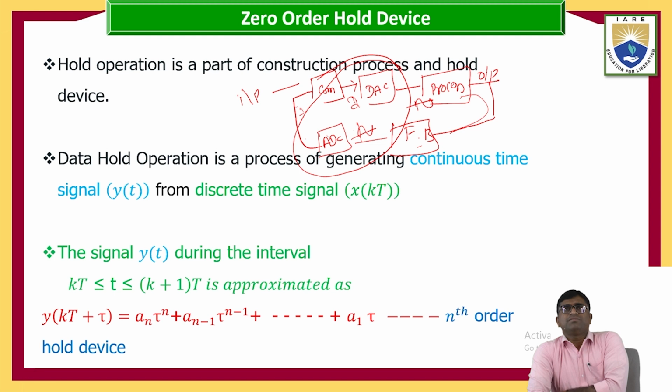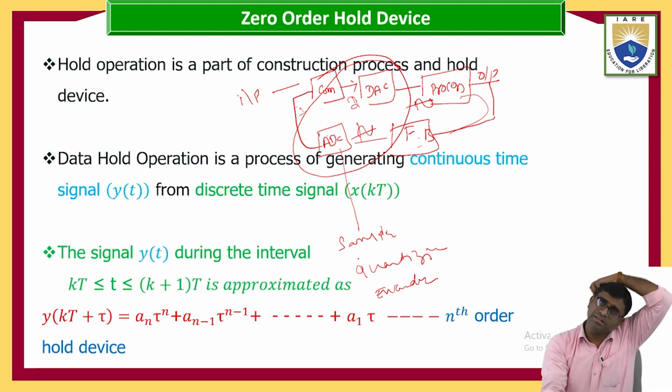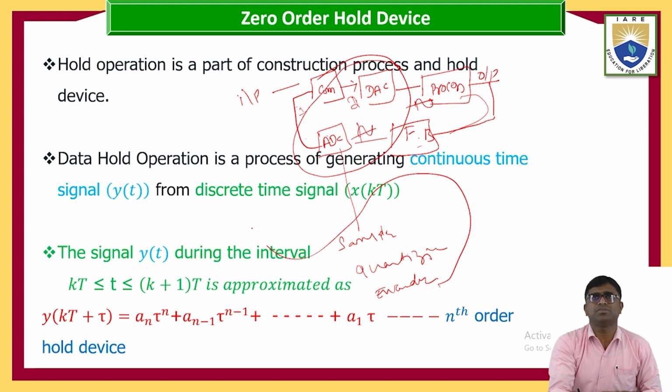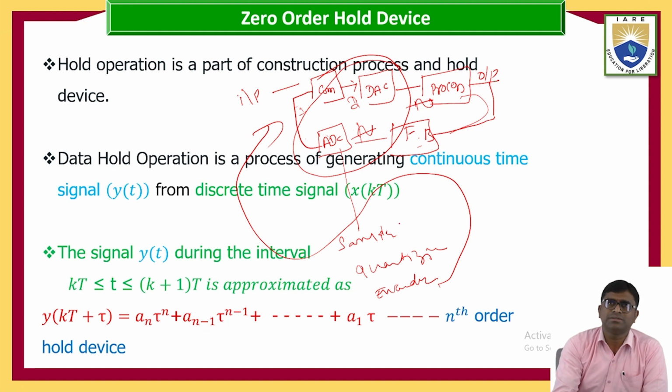In the previous class we explained the ADC function, where the ADC contains the sampler, quantizer and encoder. Sampling the analog signal, quantizing it, and encoding it to 0s and 1s, which becomes the input of the computer. Between the sampler and quantizer, we have a block called the sample and hold block.